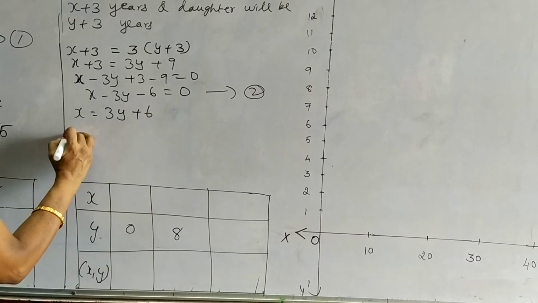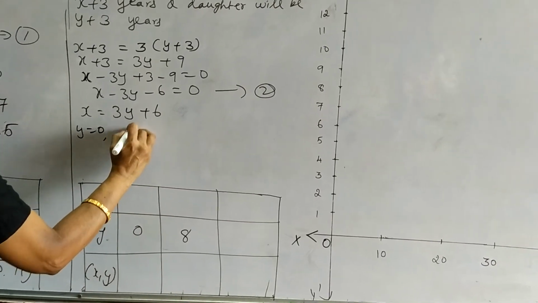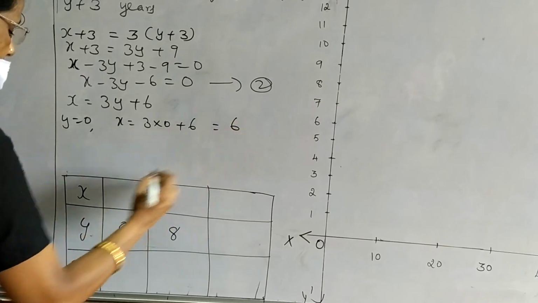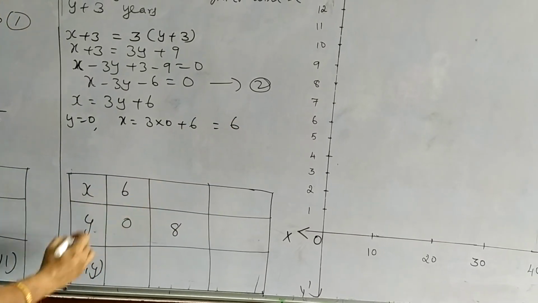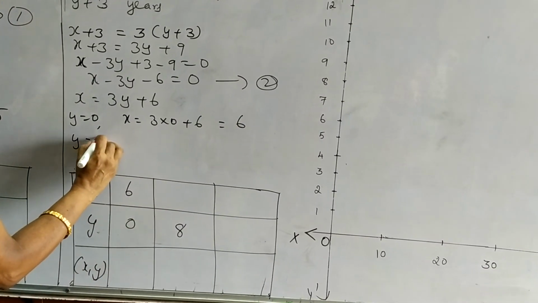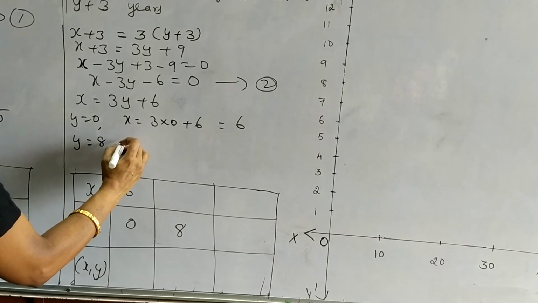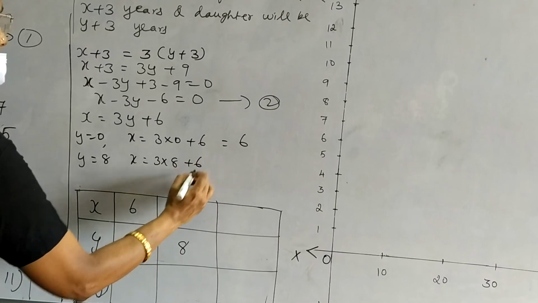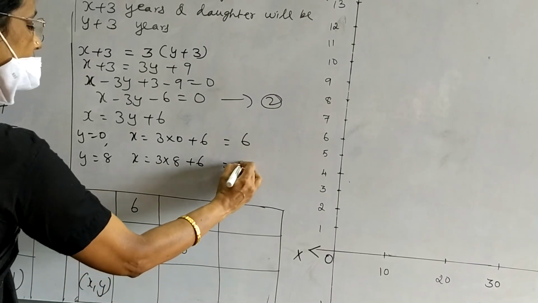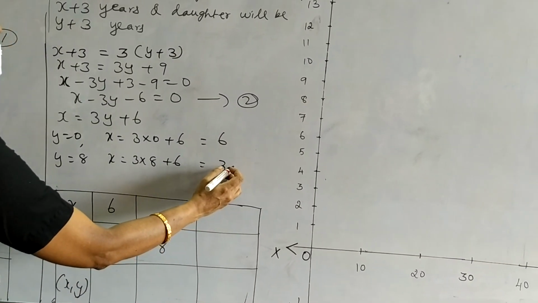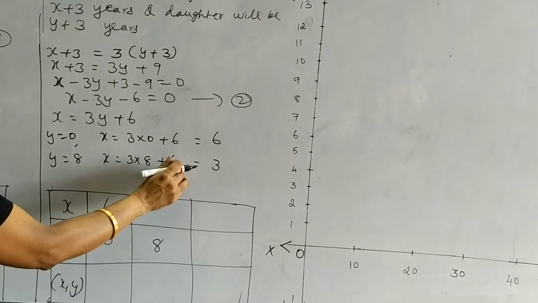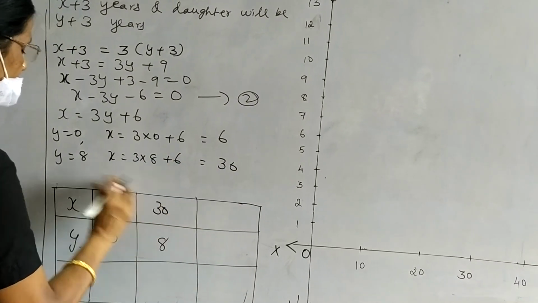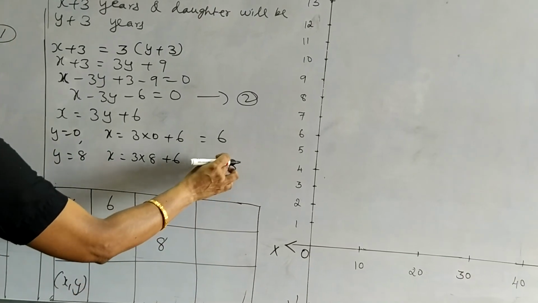So when y is equal to 0, x becomes 3 into 0 plus 6, which is 6. When y is equal to 8, x becomes 3 into 8 plus 6, 24 plus 6 becomes 30. So when y is 8, x is 30.